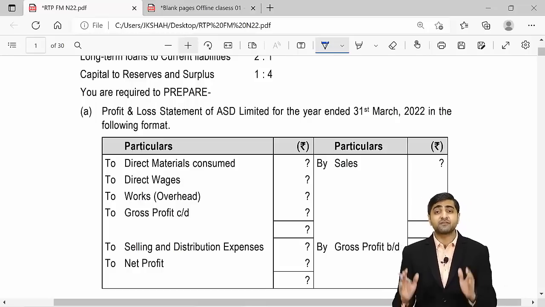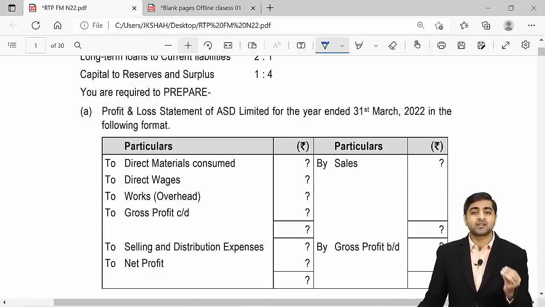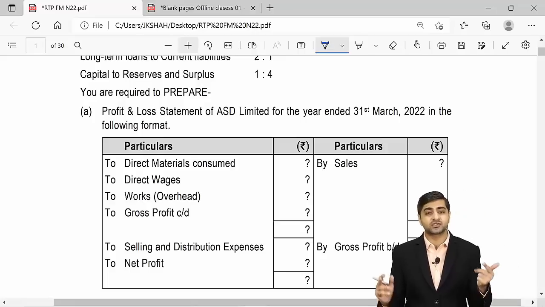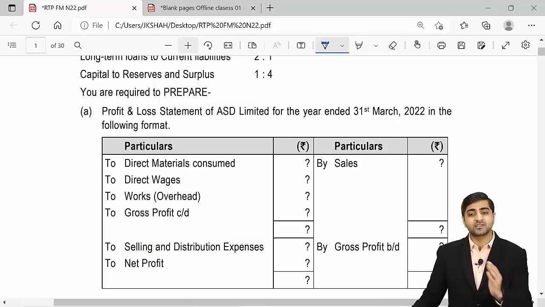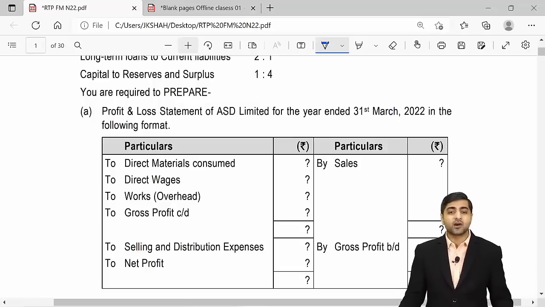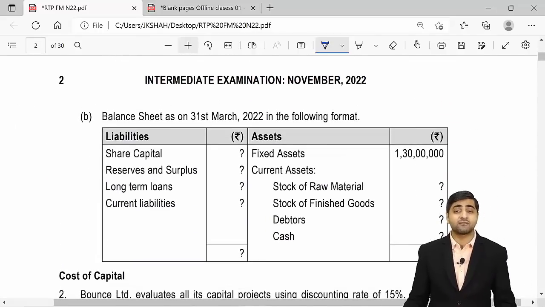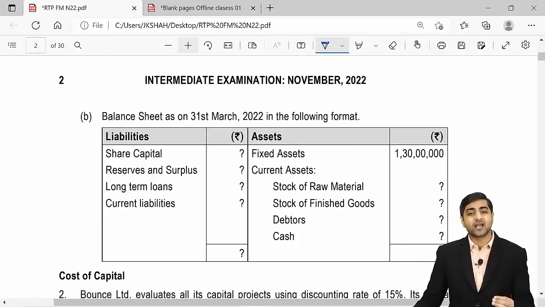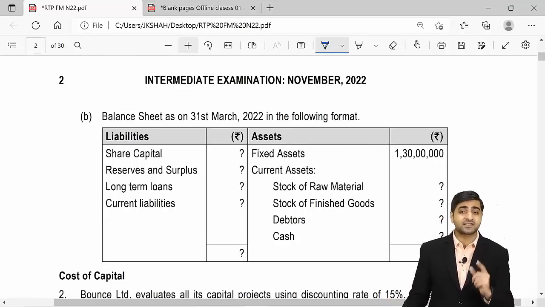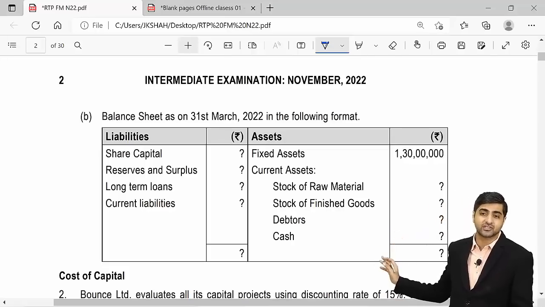We have the financial statement format readily available, in which on the debit side we have direct material consumed, direct wages, factory overheads, then on the credit side we have sales, and the gross profit carried down is given to you. Then in your P&L account we also have selling and distribution expenses, and then the net profit. We are also required to prepare the balance sheet as on 31st March 22, and for that also the format is readily available, in which there is share capital, reserves, long-term loans, current liabilities, fixed assets, and in the current assets we have stock of raw material, finished goods, debtors and cash.